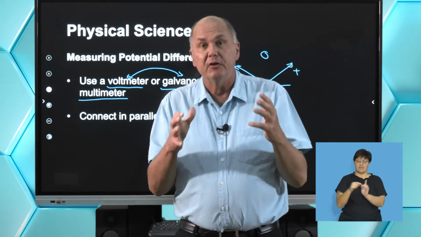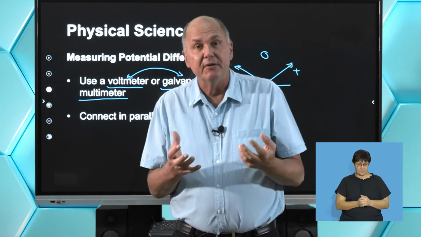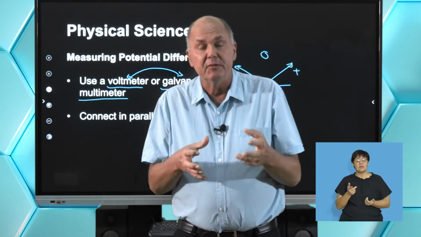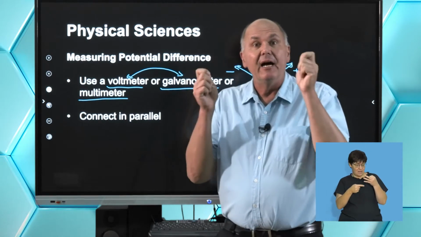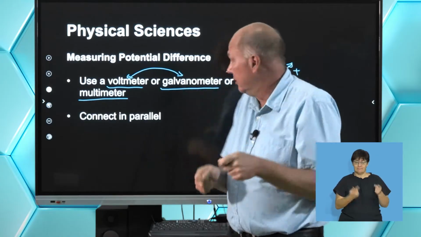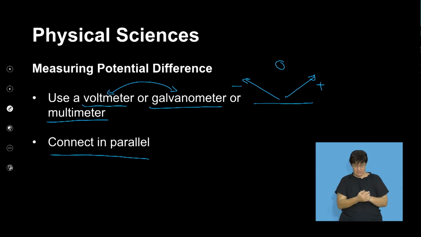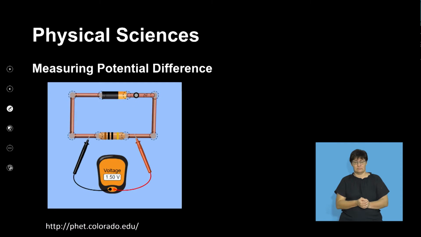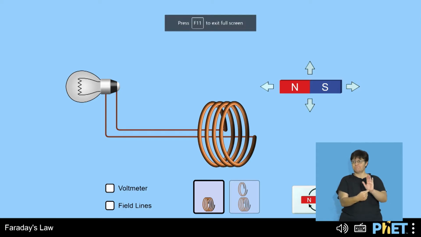Now, when we're looking at a voltmeter or a multimeter, remember, whatever the instrument is, we always connect to measure potential difference in parallel. So we must make sure our connection is in parallel. Now, just to make sure that we've got this all sorted out, here's a circuit diagram with a battery in it, a voltmeter, and it's measuring in the closed circuit a potential difference. I want to just quickly look at the simulation, and let's see if we can get it up.